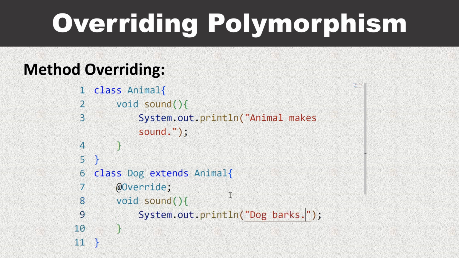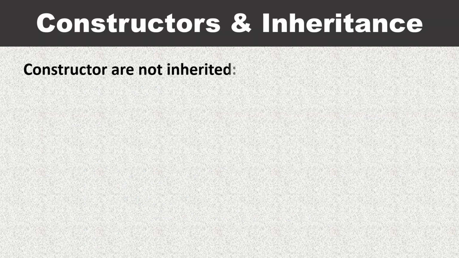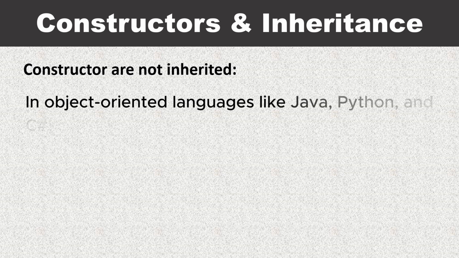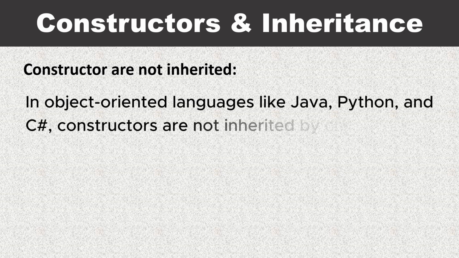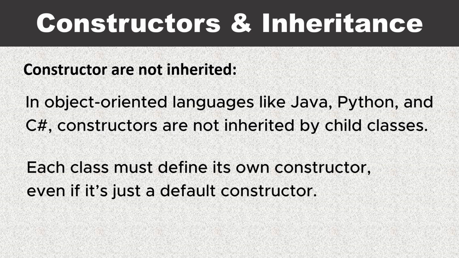Now we move ahead to our last topic, constructors and inheritance. Constructors are not inherited. In object-oriented languages like Java, Python, and C#, constructors are not inherited by child classes. Each class must define its own constructor, even if it's just a default constructor.